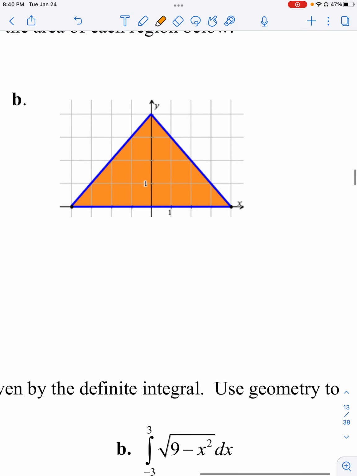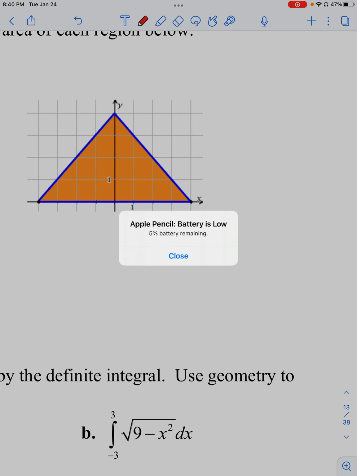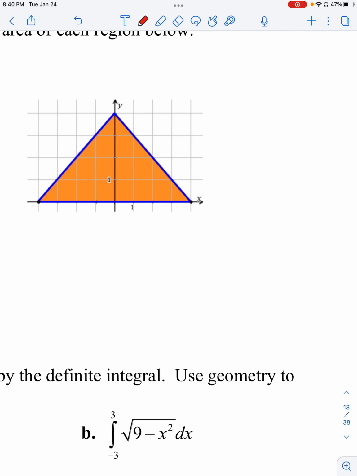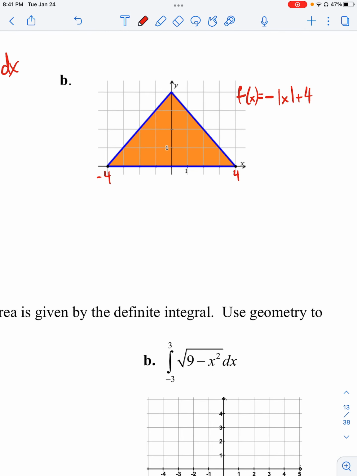Oh gosh, I'll just call this function. I said oh gosh because I know like 5 different ways to write this down. But I'll call this function, what would that be? Negative absolute value of x plus 4. Yeah, that'd be my f of x. What's my a, my leftmost? That's -4. What's my right endpoint? 4.